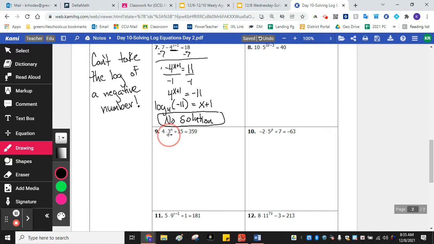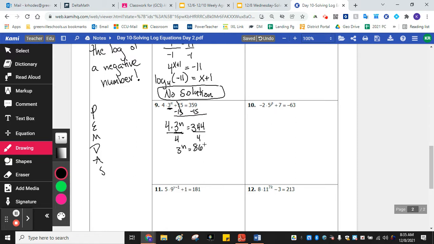So isolate your exponential. So 3n is what I'm trying to get alone. And you're doing the order of operations backwards. So when you solve, you're adding or subtracting first before you multiply or divide. So here I'm subtracting 15. 4 times 3n equals 344. Trying to get 3n alone. Divide by 4. 3n equals 86. Put in the calculator.